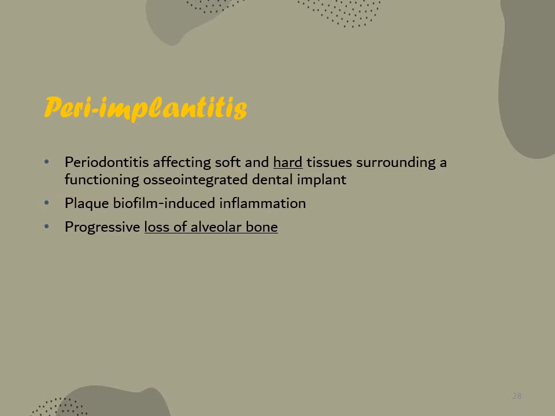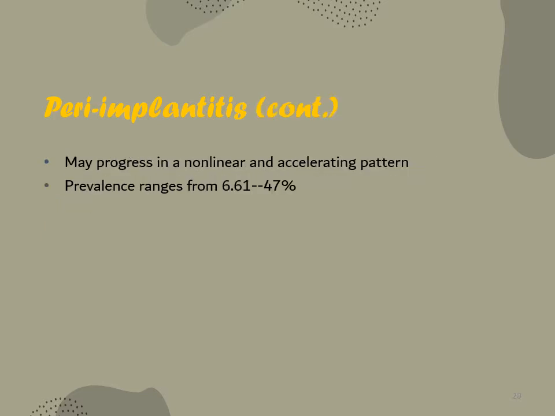Peri-implantitis is going to be periodontitis that affects soft and hard tissues surrounding a functioning osseointegrated dental implant. This is typically caused by plaque biofilm-induced inflammation, and there is a progressive loss of the alveolar bone. So, you spent all that time healing and worrying about osseointegration, and then the bacteria invades that area, and it will cause the bone to recede away from the implant. It can progress in a nonlinear and accelerating pattern.